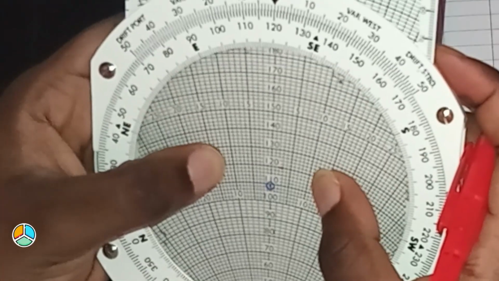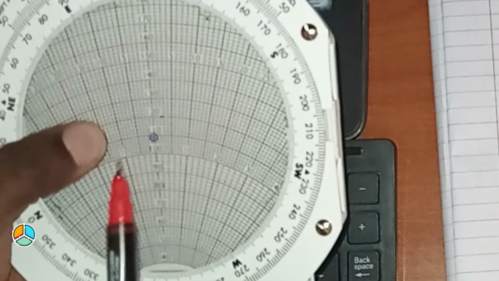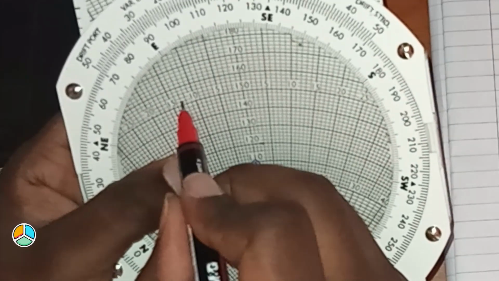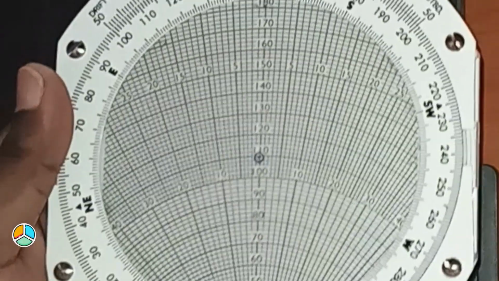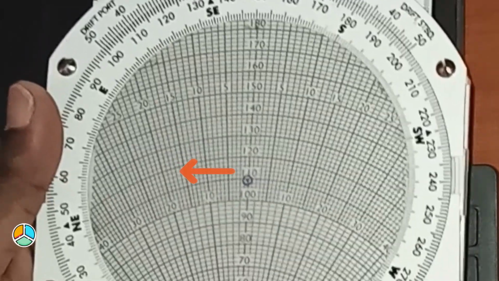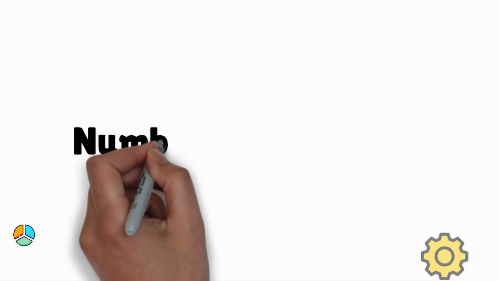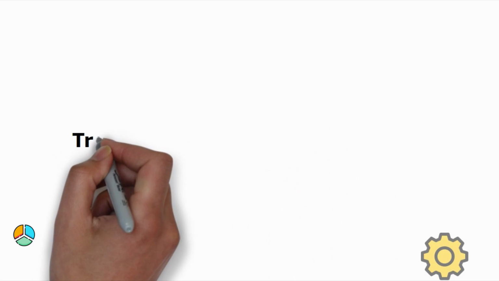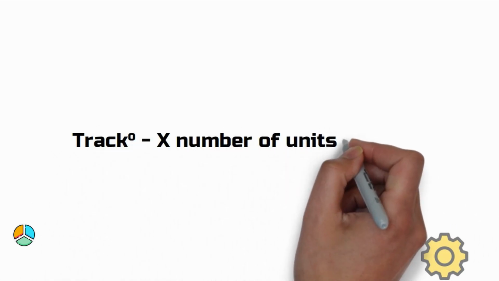In order to identify the heading, first point out if the marked point is to the left side or to the right side. If it's to the left side, count the number of units from the longitudinal axis towards our marked point. After counting the number of units, subtract the number of units from our given track. The value that you will get, that will be our heading.